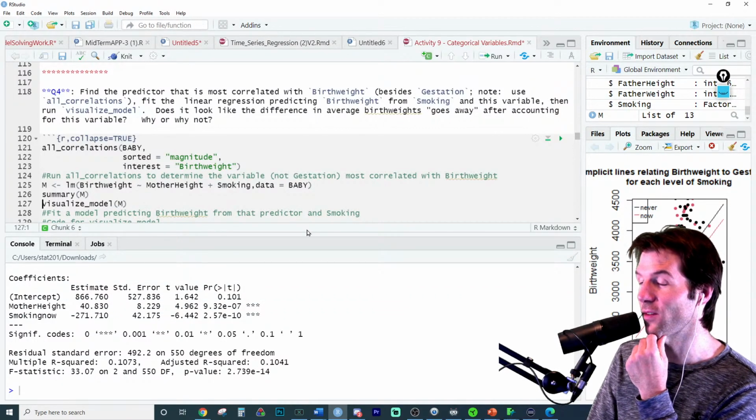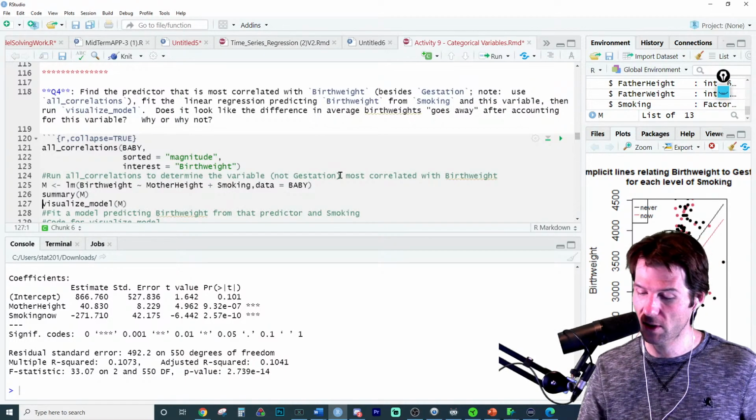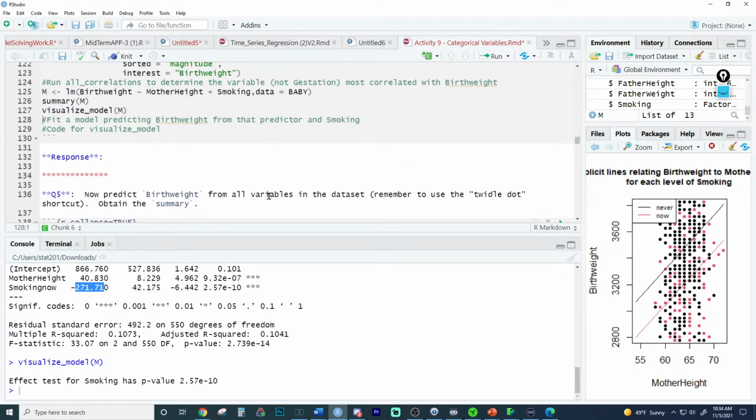And smoking is even more significant. Still a similar value right there. And the model is going to look very similar again, where we see the two lines with the difference between these lines being 271 right here. The difference between these lines is what we would expect between two mothers who have the same height. They're otherwise identical, but one mother is smoking never and one mother is smoking now. We'd expect the mother who is smoking now to have a baby that is 271.71 grams lighter.